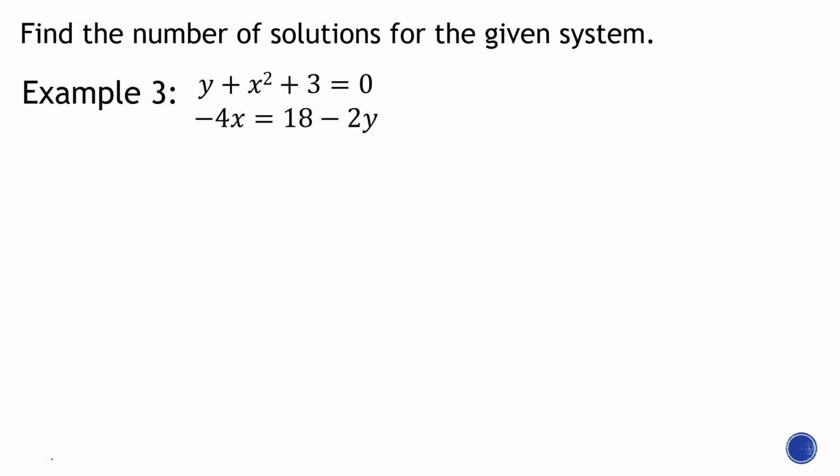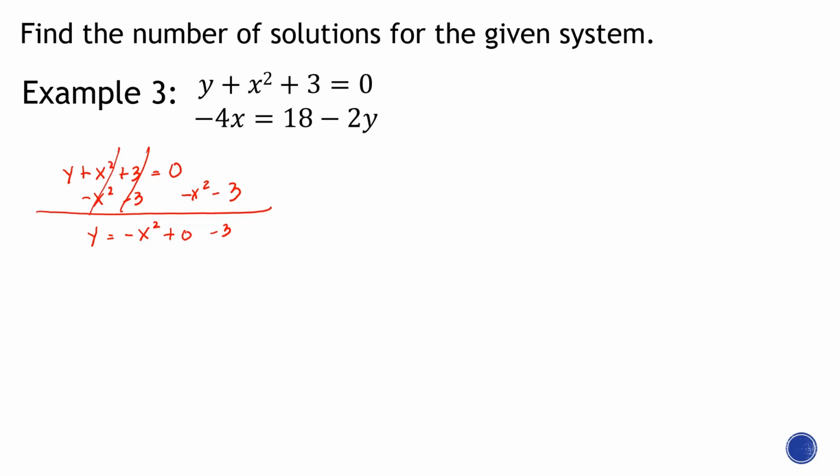Now here, both equations are not in standard form, so we need to convert those two into standard form. So y, I will rewrite that here. We want the y to be isolated, which means I will subtract x squared and subtract 3 on both sides. So we can cross that out, that will isolate y on the left, and this is negative x cubed minus 3. I will put a 0 here.